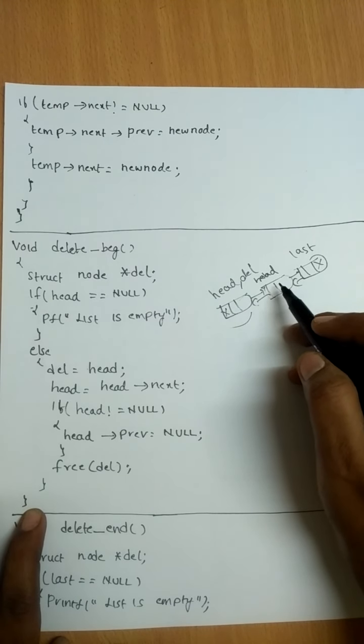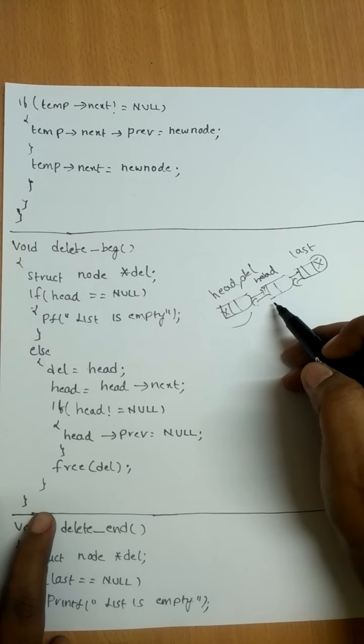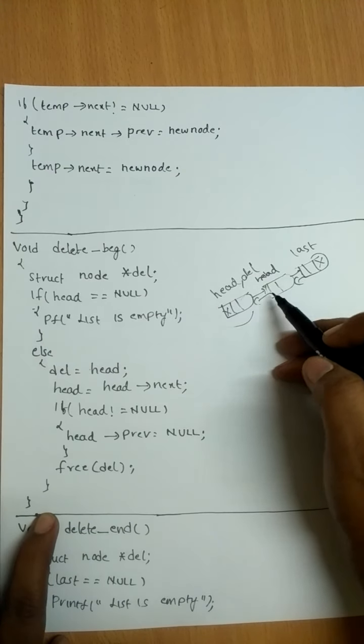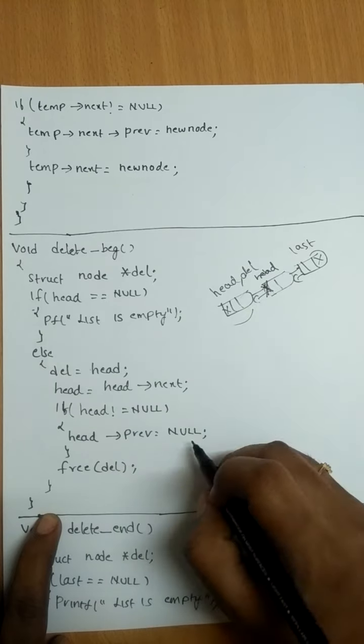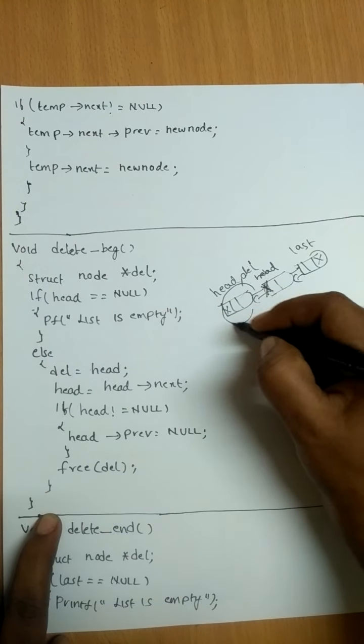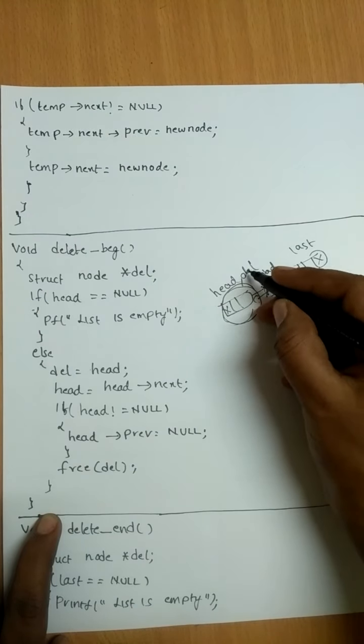If head is null, it means no nodes are in our list. If head is not null, it means some nodes are there in our list. Since it is the head node, its previous part should contain null, so place null in head of previous and free the memory occupied by this delete node. This is how to delete from the beginning.